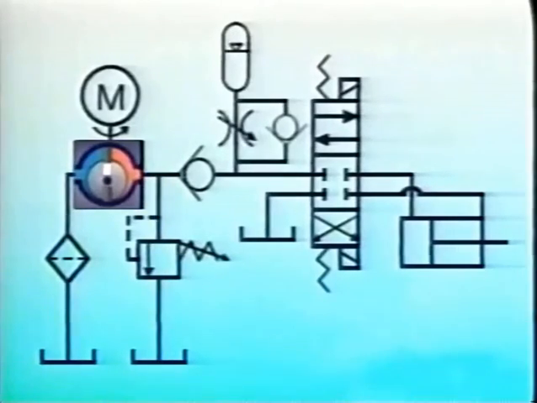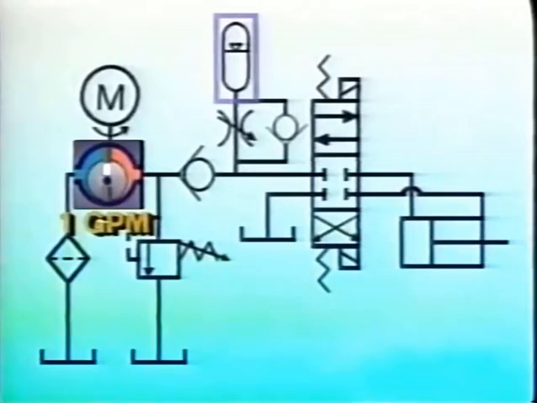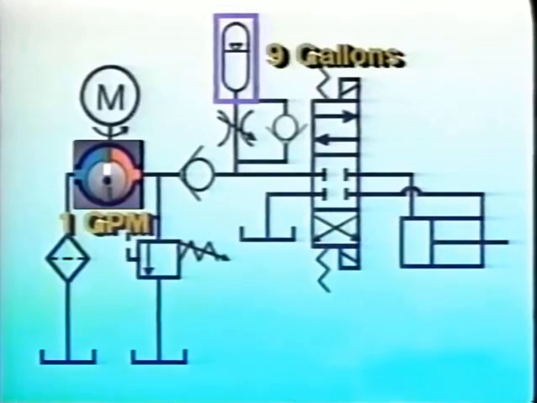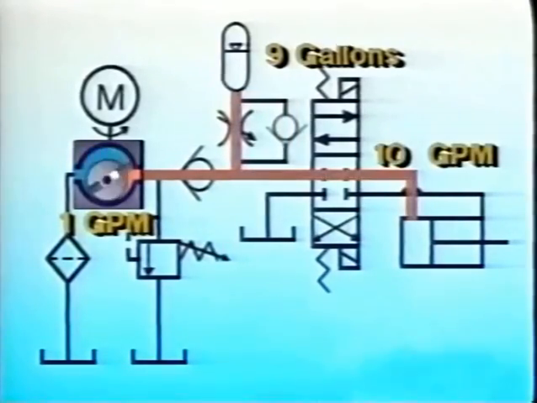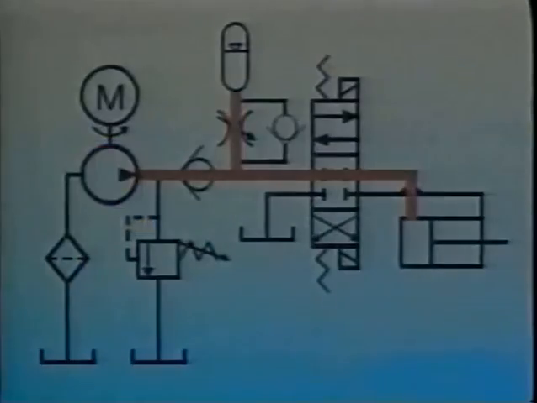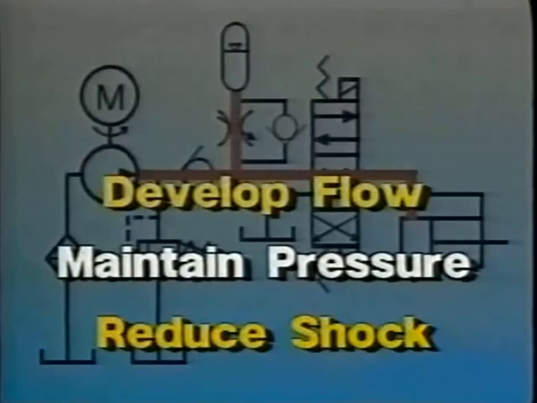The same work could also be done with a less expensive 1 gallon per minute pump and motor and with an accumulator that has a working volume of 9 gallons. For 9 minutes, the pump would store energy as pressurized fluid in the accumulator, then supplement flow from the accumulator during the 10th minute.